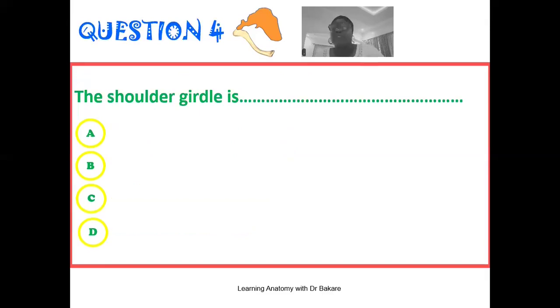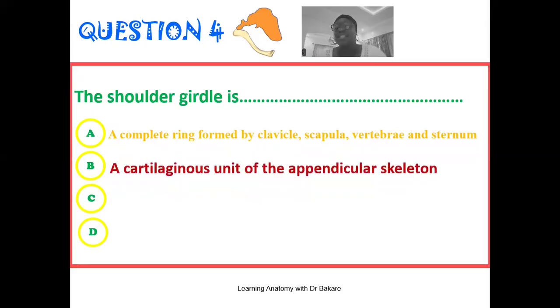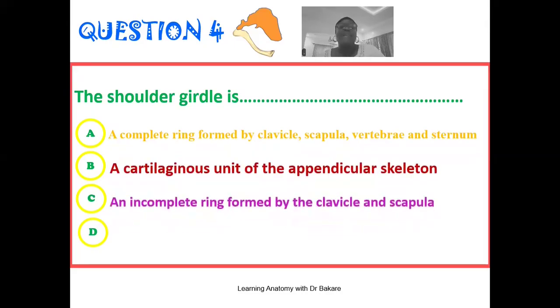Now let's go to the fourth question, and this reads: is the shoulder girdle a complete ring formed by the clavicle, the scapula, the vertebrae, and also the sternum? Is the shoulder girdle a cartilaginous unit of the appendicular skeleton? Is the shoulder girdle an incomplete ring formed by the clavicle and the scapula? Or is the shoulder girdle a component of the axial skeleton?